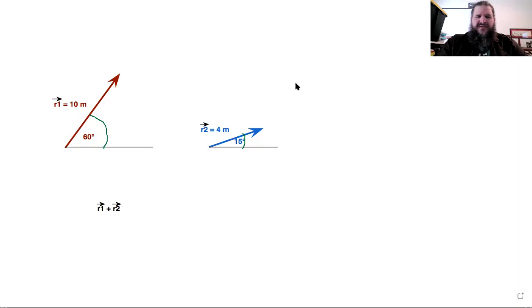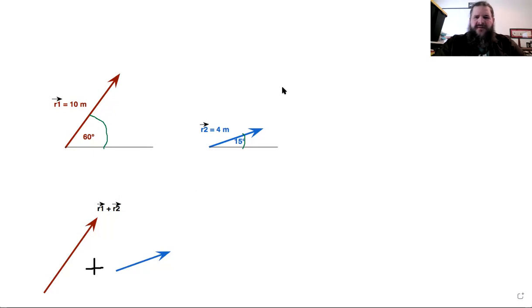So if we wanted to add these vectors together, let me make some copies of these just to make it easy to move around. If we wanted to add vector R1 plus vector R2, can we just add 10 plus 4 and get 14? No. Not in this case. You sometimes can. Are there any circumstances in which you can just add the magnitudes of the vectors? When they're in the same direction?